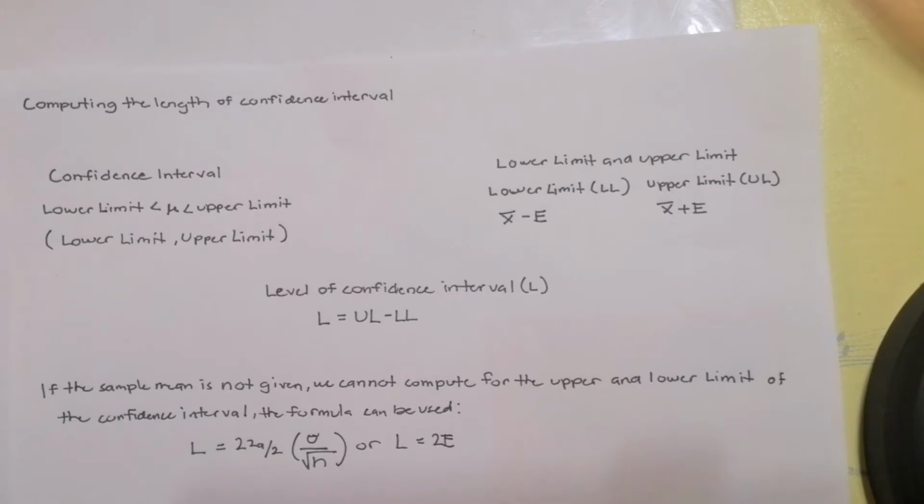We can use the formula for the lower limit, which is sample mean minus margin of error, and for the upper limit, which is sample mean plus margin of error. Next, we will proceed to the length of confidence interval with the formula of upper limit minus lower limit. On the other hand, if the sample mean is not given, we cannot compute the upper and lower limit of the confidence interval, so we will use the formula below.